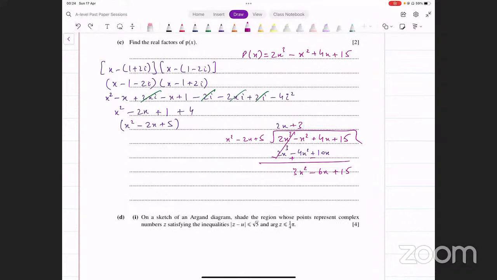आप करेंगे भी तो आपको cancellation हो जाएगी. You can just confirm that if you want. 3x square minus 6x plus 15, and you get 0 as the remainder. This is the third factor now. 2x plus 5. Factorization क्या हो जाएगी?